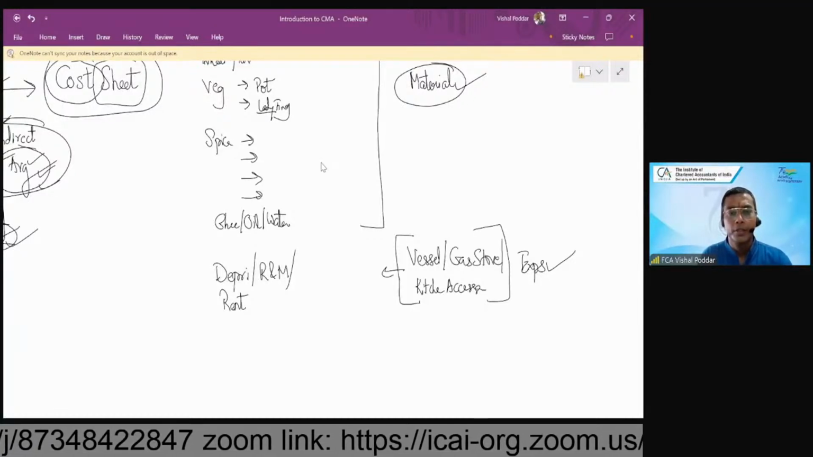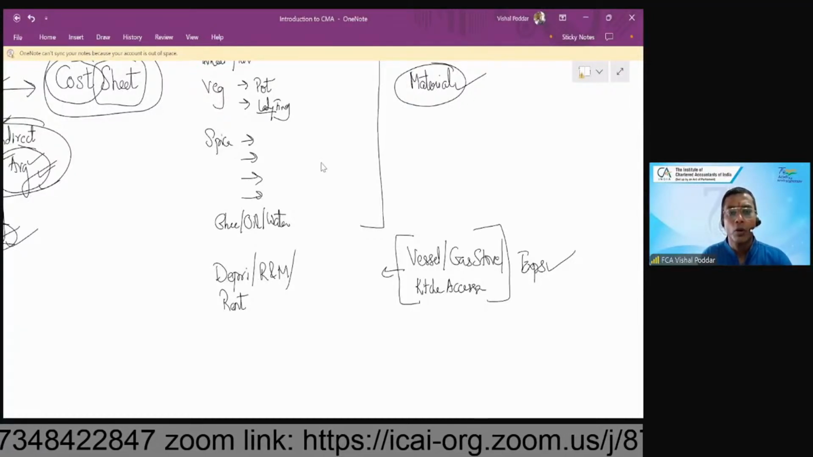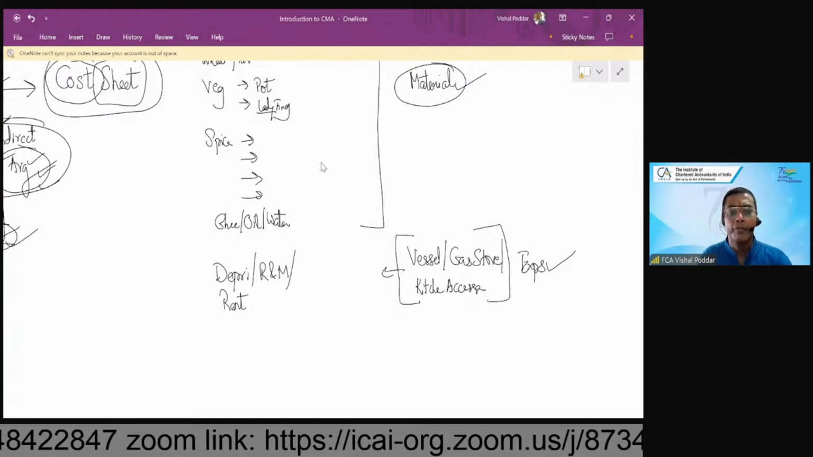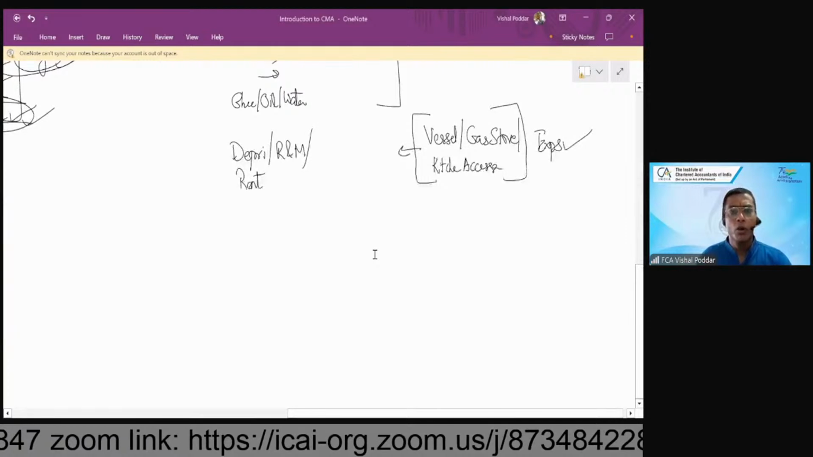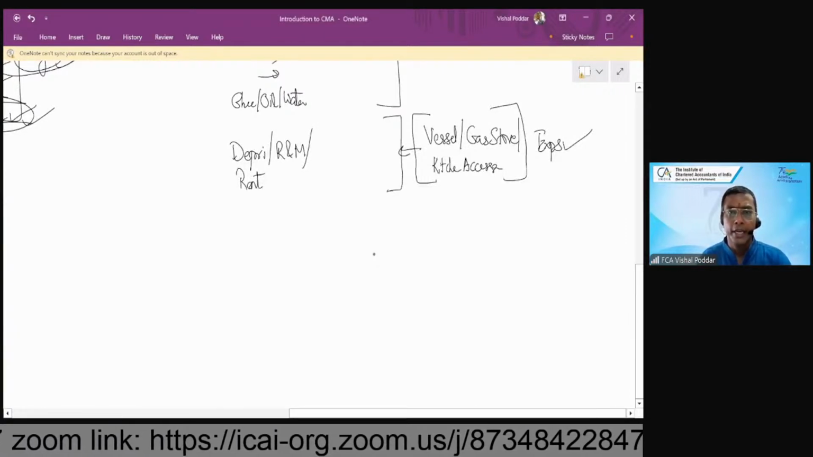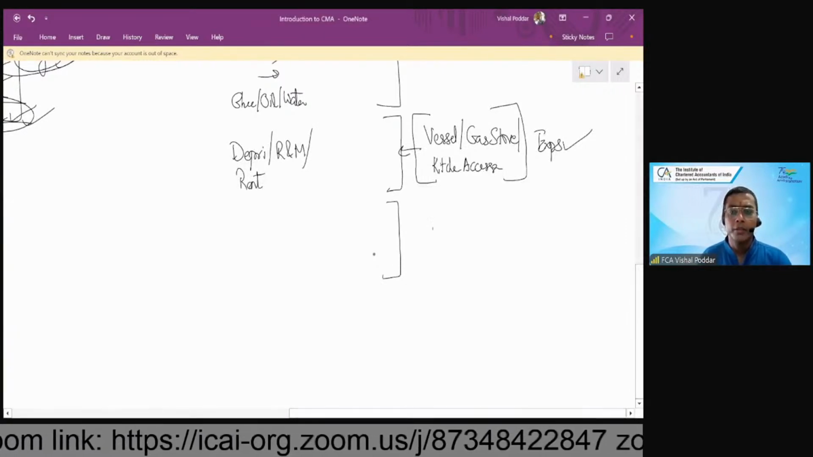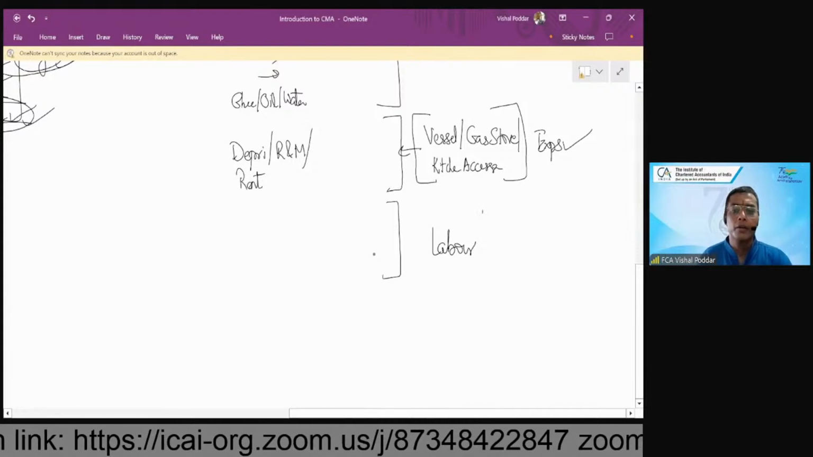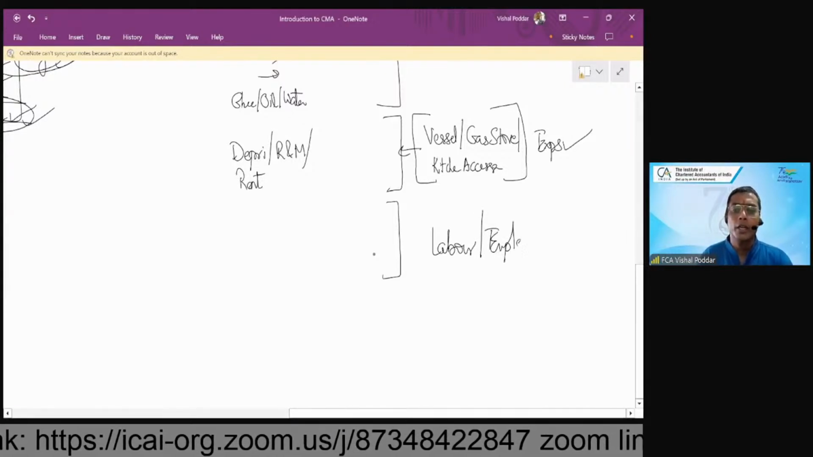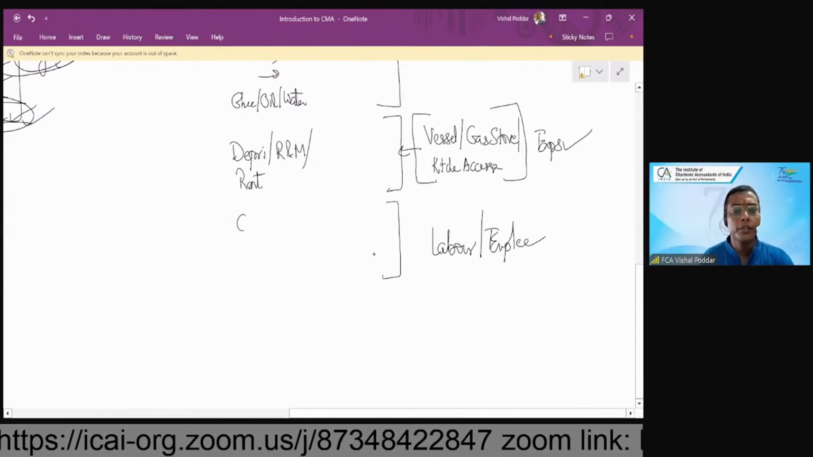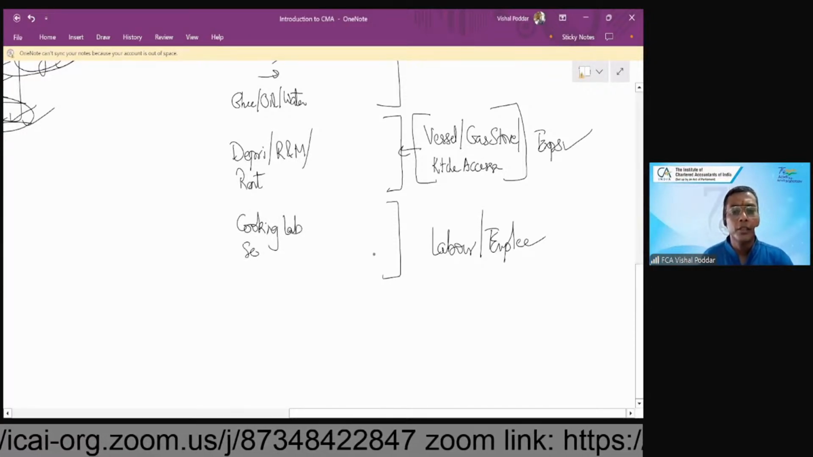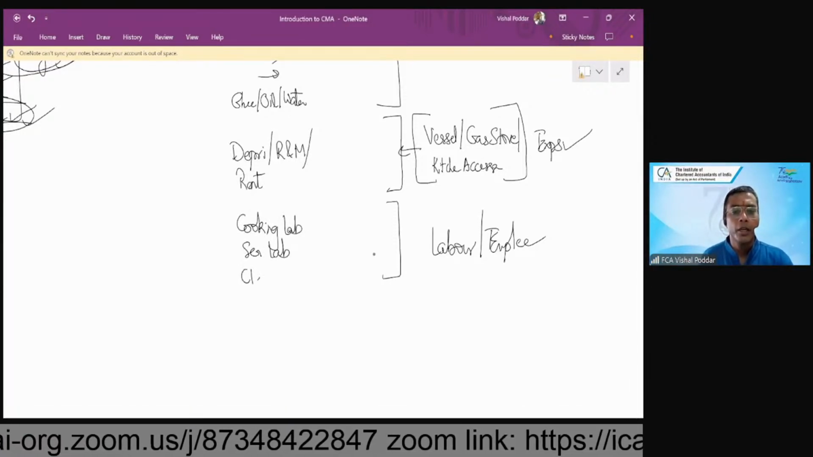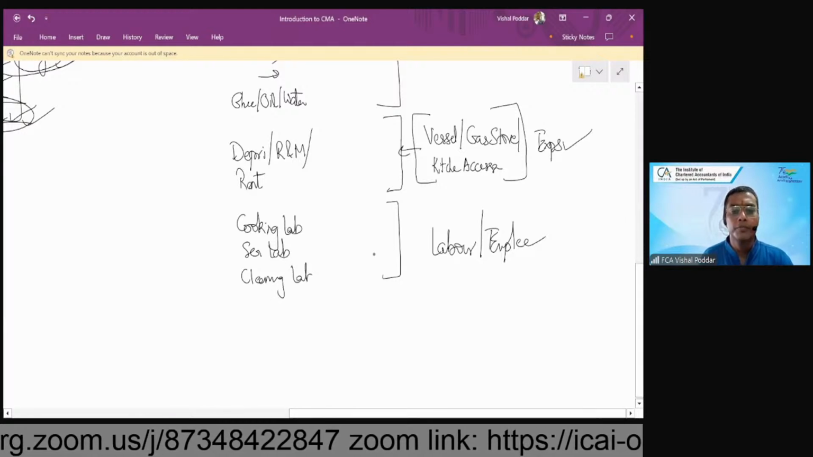Anything else? Okay, gas, fuel, cylinder, chef. Yes, good. Now, besides this, there is one more element of cost. So see, this is the second element. The third element is the labor element or the employee cost element. It is the cooking labor. It is the serving labor. It is the cleaning labor.